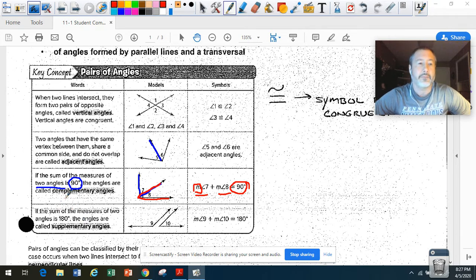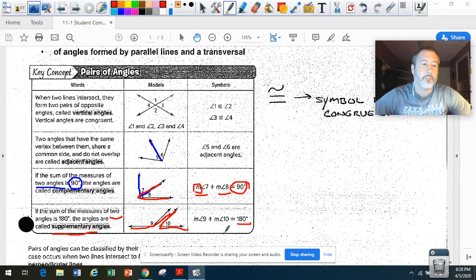Supplementary. Well, if complementary is 90 degrees, then supplementary is going to be 180 degrees. So let's look here. If the sum of the measure of two angles is 180 degrees, the angles are supplementary. So this angle 9 plus this angle 10, when added together, equal 180 degrees. So what we would say here is the measurement of angle 9 plus the measurement of angle 10 equals 180 degrees.